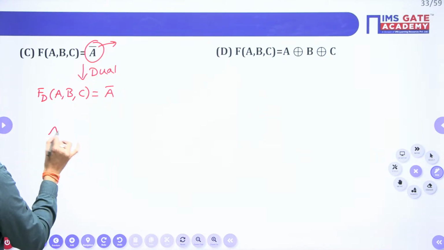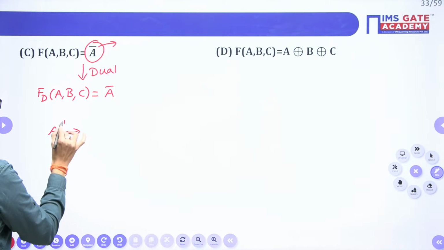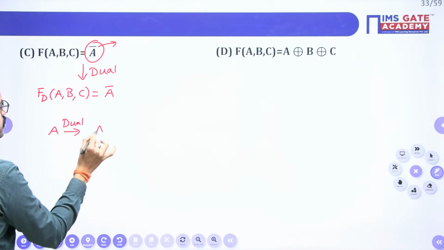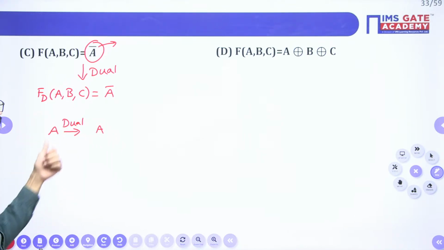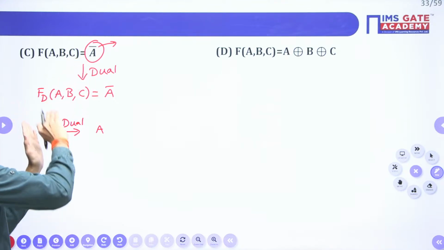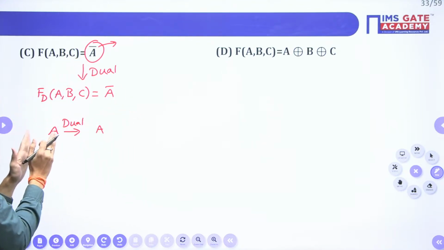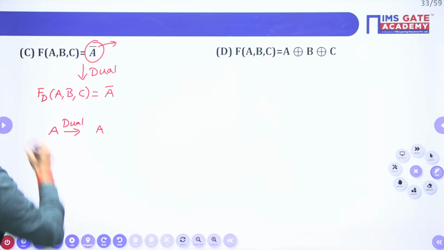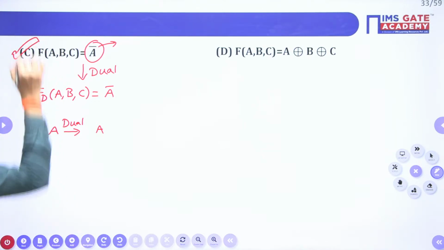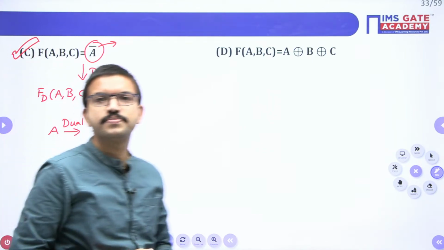Similarly, if you are having A, the dual is A only. So when you are having a variable in normal form or complement form, the corresponding dual will be the same as the original function. So option C is also an example of self dual.